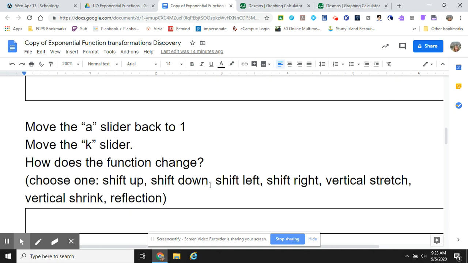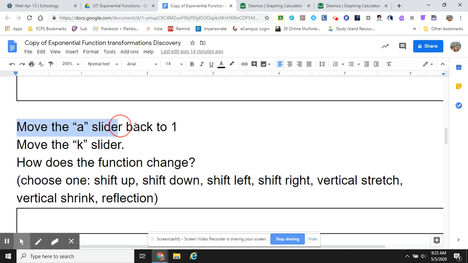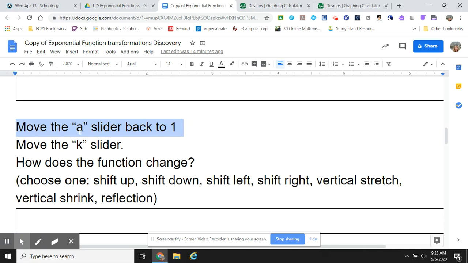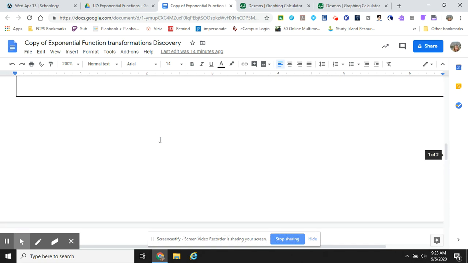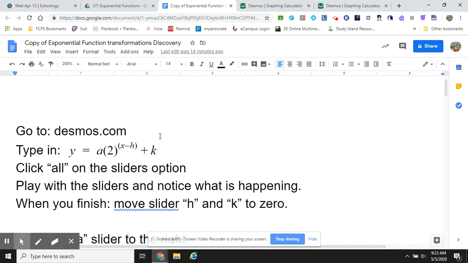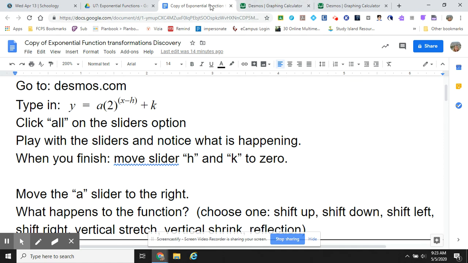Then make sure you follow these middle steps where it tells you to put it back to the parent function, so that when you move the other letters, you can see what happens. So you're going to play around with this just today. Complete this document. It's not very long. It shouldn't take you very long. And then tomorrow you're going to watch a video and look at notes that outline all of the transformations of exponential functions, and then do an activity or an assignment related to that.